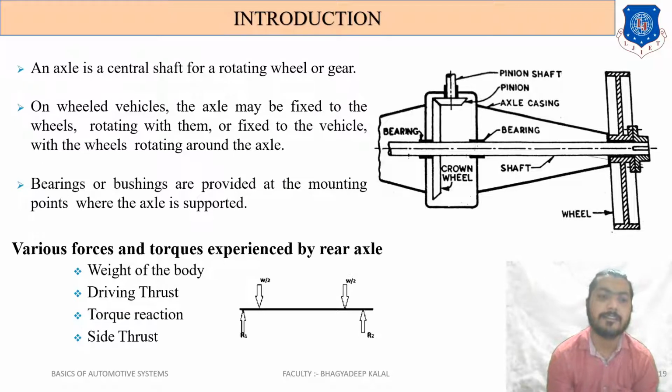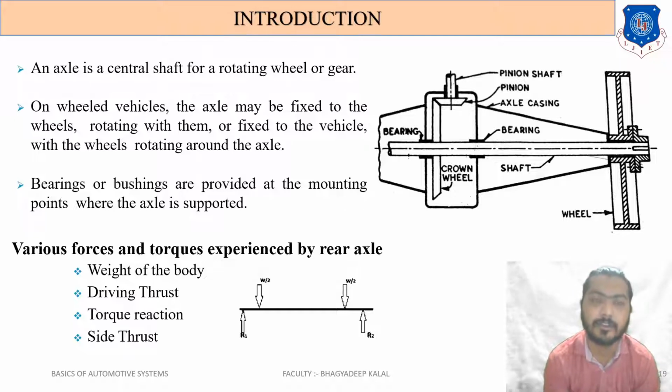Next is the driving thrust. Driving thrust is the thrust which comes due to the driving power or driving torque. The driving torque comes from the engine to the propeller shaft, to the differential mechanism, to the axles. That's why when a reaction torque occurs, opposite to the driving torque, that is the driving thrust.